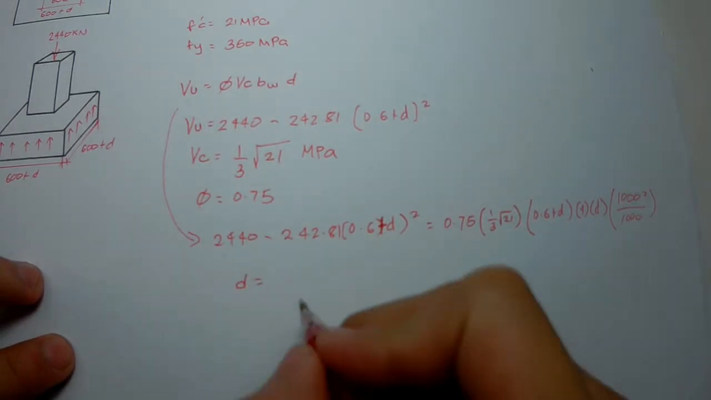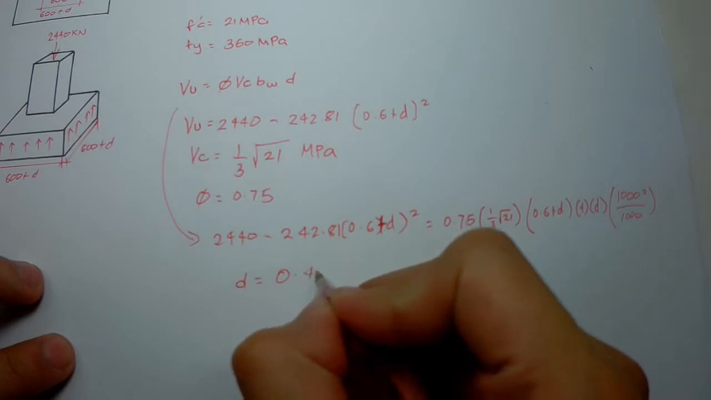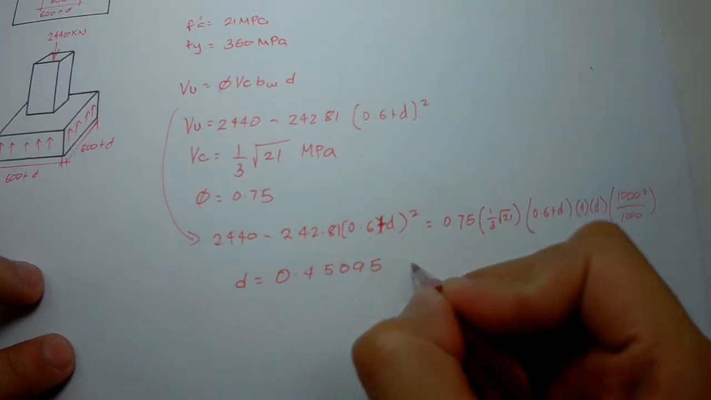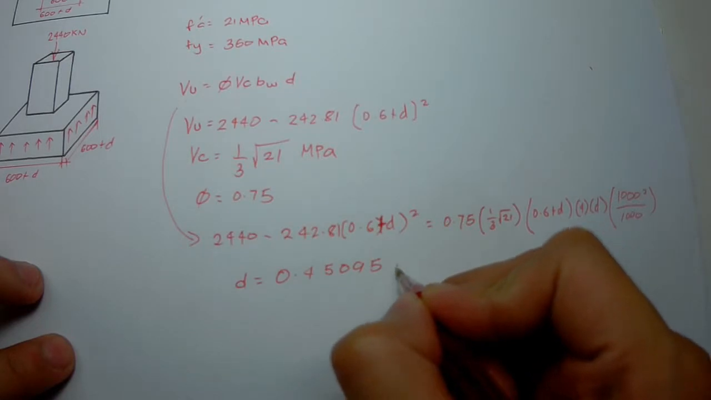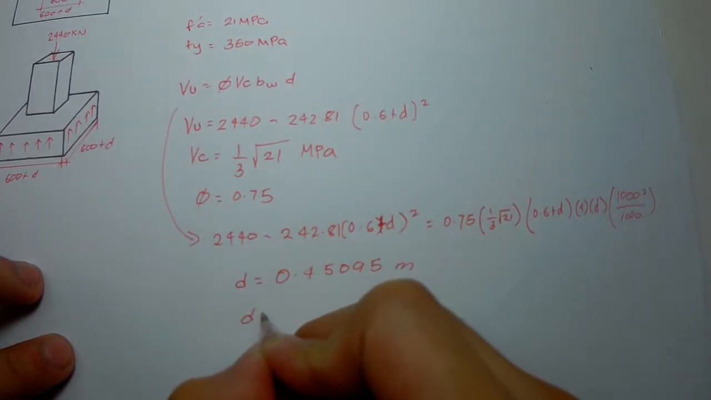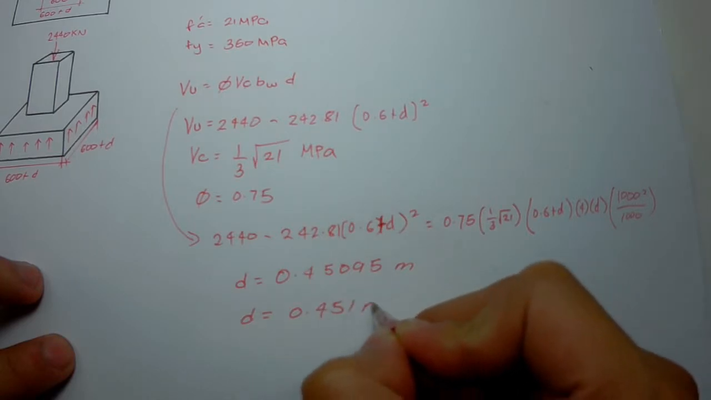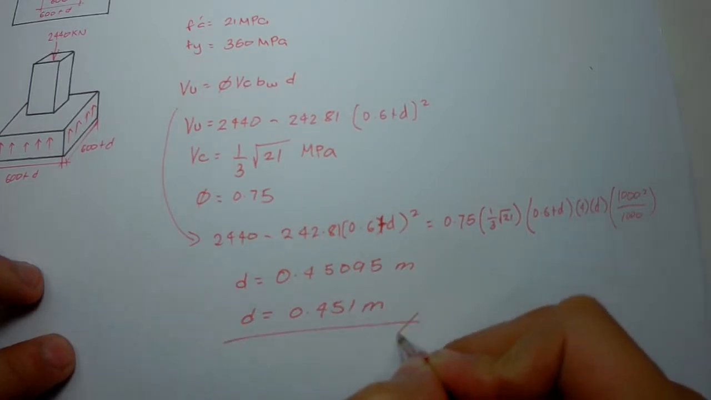We can now find our effective depth, which is 0.4509 meter, or d is equal to 0.451 meter.